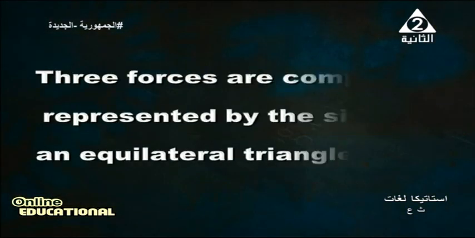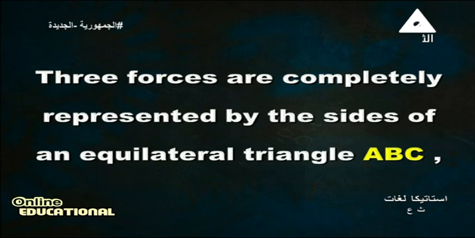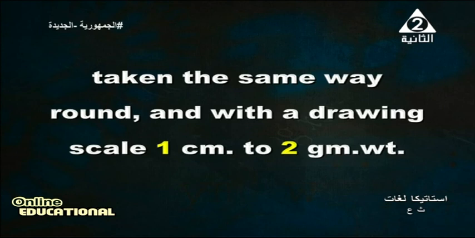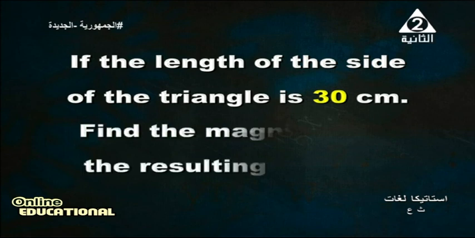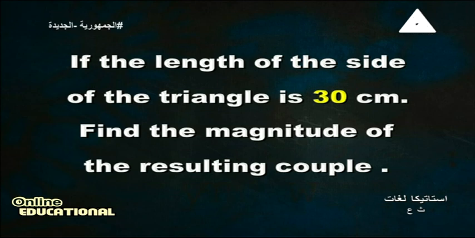Another example. Three forces are completely represented by the sides of equilateral triangle ABC, taken the same way round, and with a drawing scale of 1 centimeter to 2 gram weight. Each 1 centimeter represents 2 gram. If the length of the side of the triangle is 30 centimeter, what is the magnitude of the resultant couple? My dear student, look at the solution.